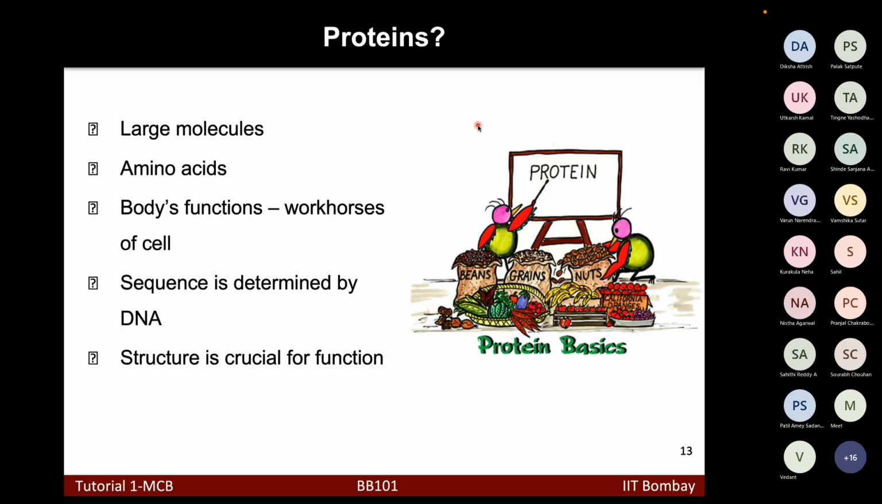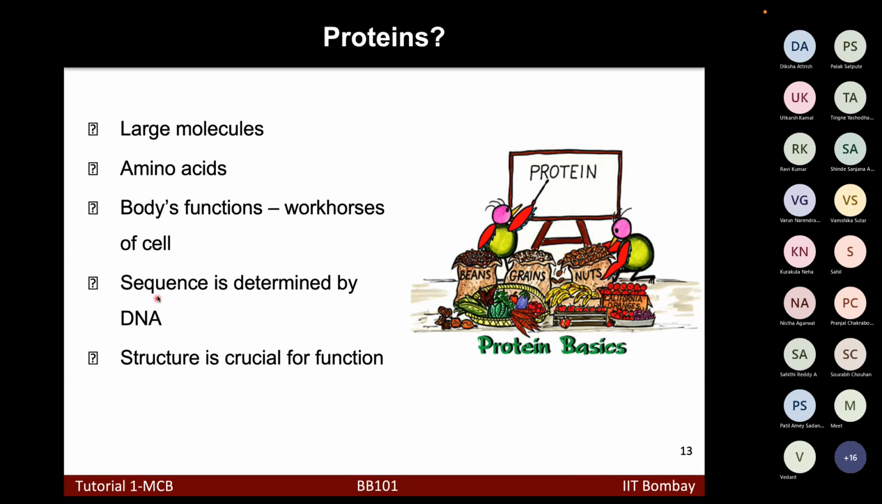So what are proteins? Like I showed you in the image, DNA gives rise to RNA, and then this RNA gives rise to proteins. Proteins are very large molecules, and they are formed of smaller molecules called amino acids. All the functions of the cells are eventually carried out by the proteins. So the proteins are also called the workhorses of the cell.